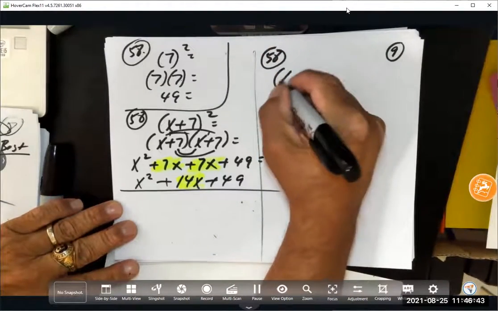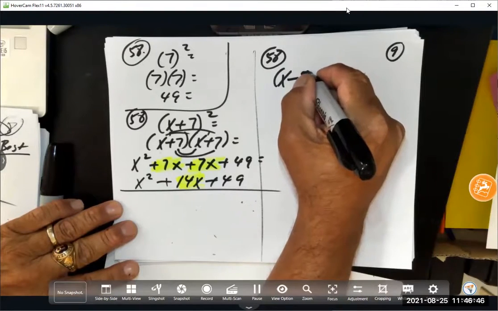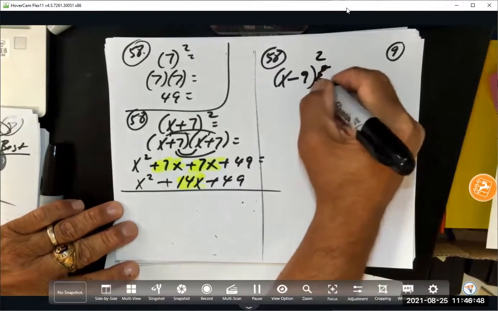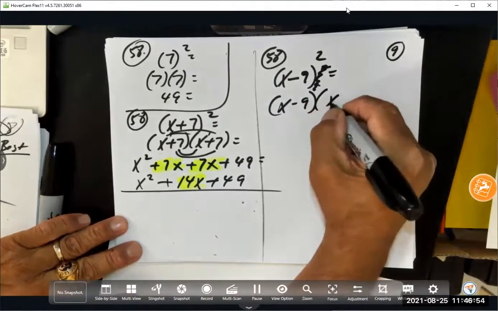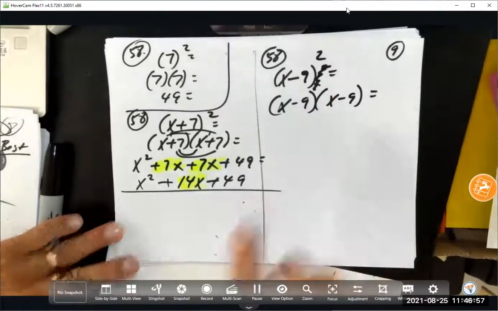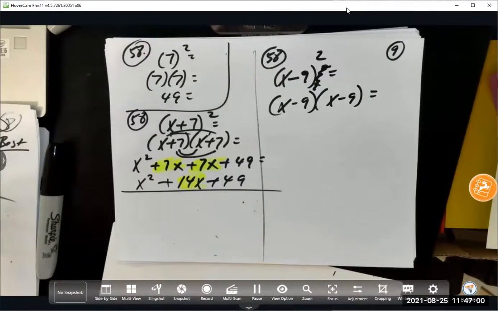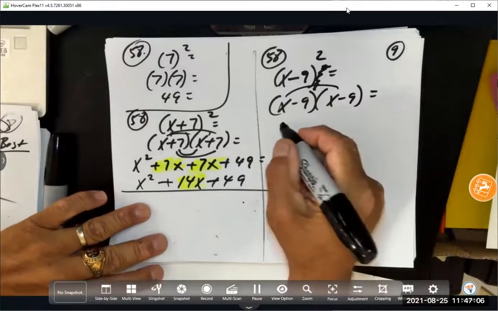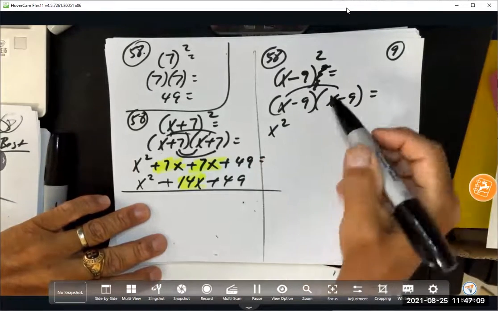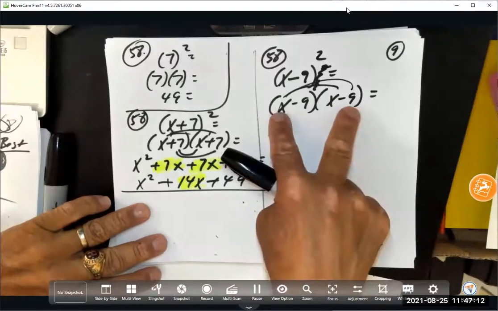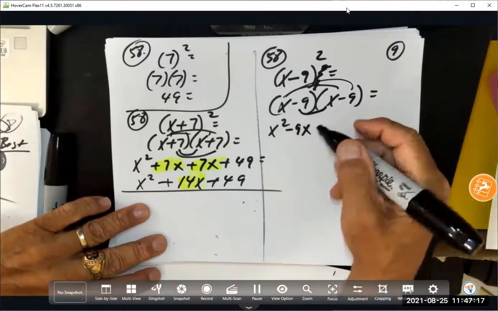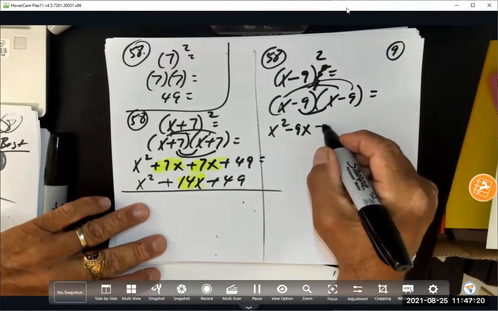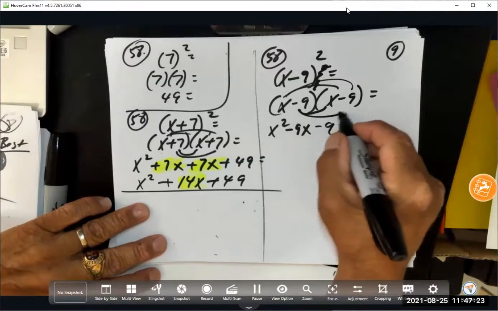58. X minus 9 squared. That's it. So x minus 9 squared, that means do I do it twice like this? From there to there, yes or no? Yes. All right, so there's a setup on it. So now, x times x is x squared, yes or no? Yes. X times negative 9, negative 9x. Negative 9 times x, negative 9x.